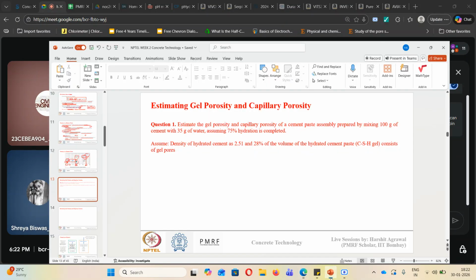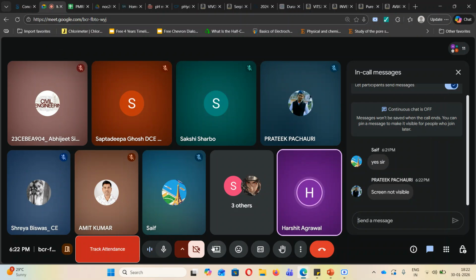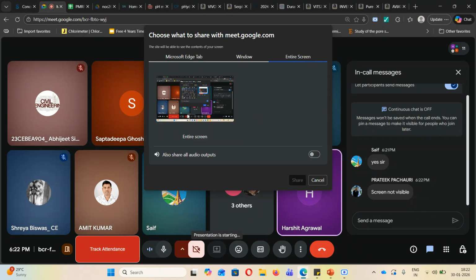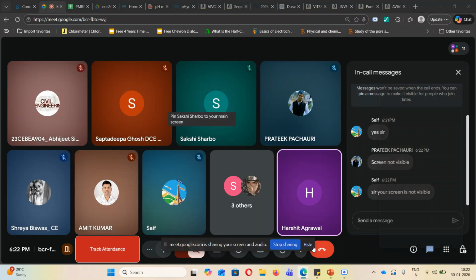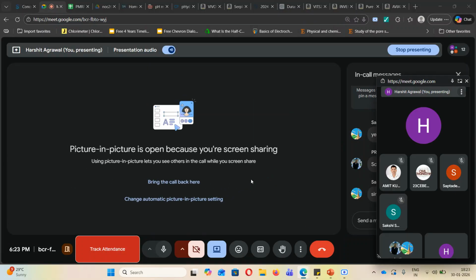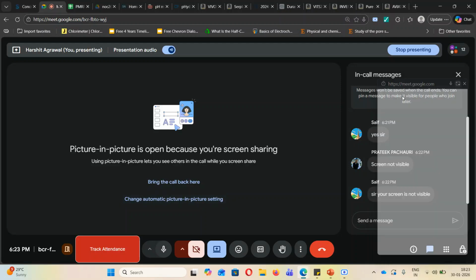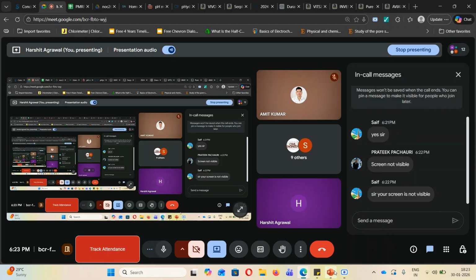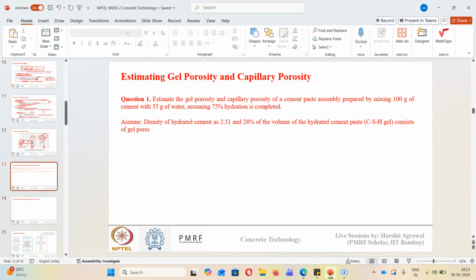Pratik, my screen is visible. Just check once. Okay, it got turned off. Is it visible now?